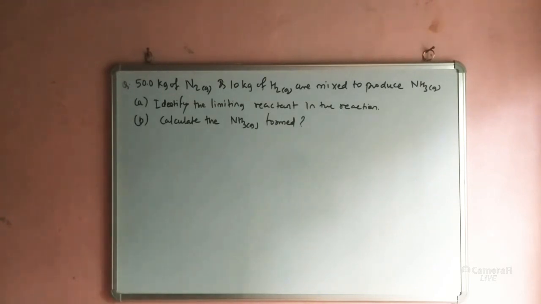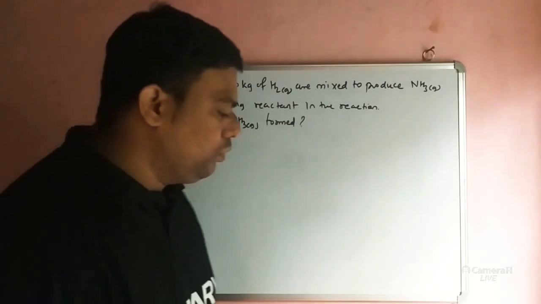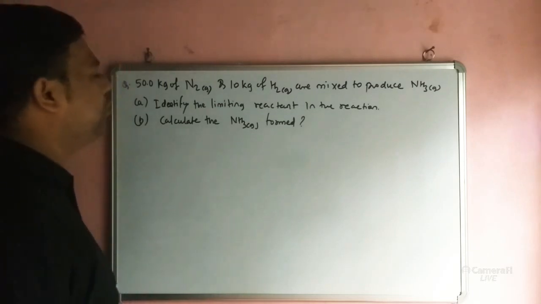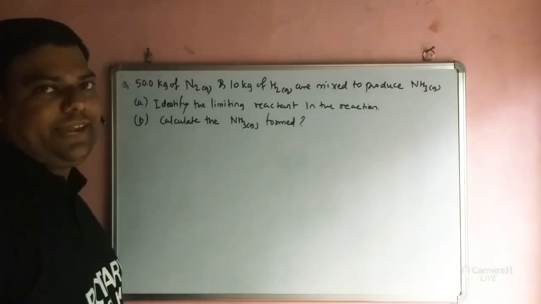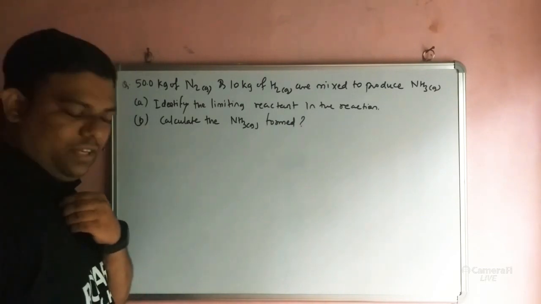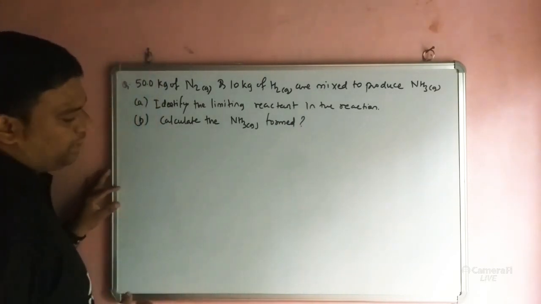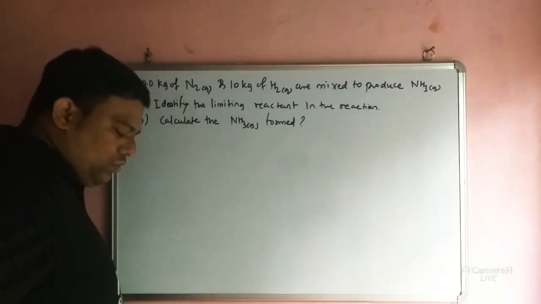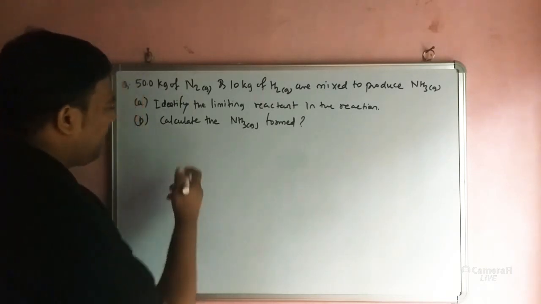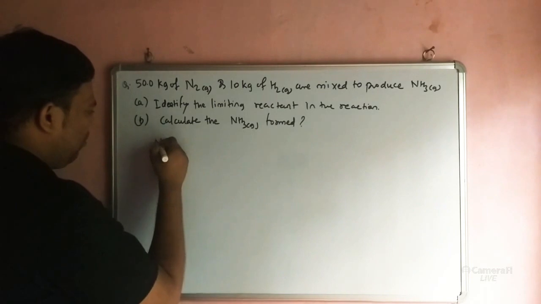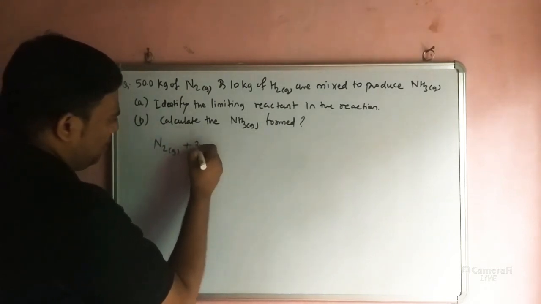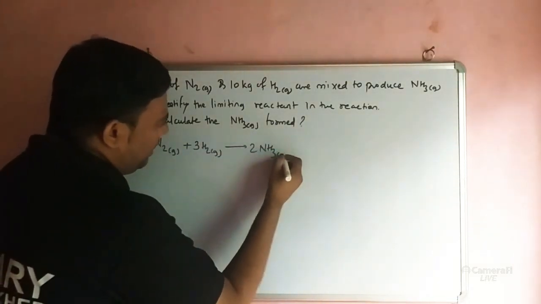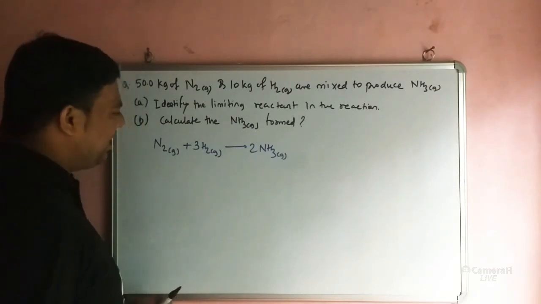So see here how we have to do this calculation. They already gave the values in kg, so we can convert into grams by multiplying by a factor of 10 raised to 3. First, what do we have to write? Yes, the reaction, so the reaction is important. As you know, N2 gaseous plus 3H2 gaseous gives 2NH3 gaseous, like this.